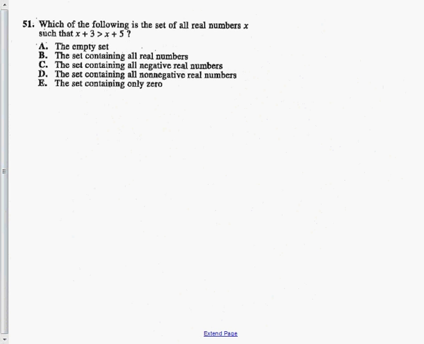Okay. So let's see if that makes sense. So X on the left, that's the same X on the right, right? So if that's the same number, then if you subtract X on both sides, what do you get? You get X minus X plus 3 is greater than X minus X plus 5. You get 3 is greater than 5. Is that possible? It's the empty set. See that? Yeah.